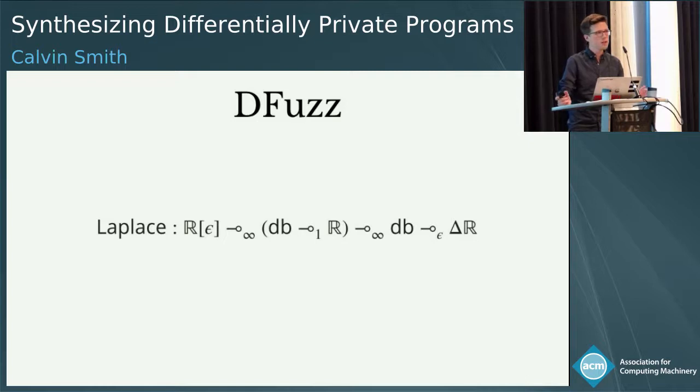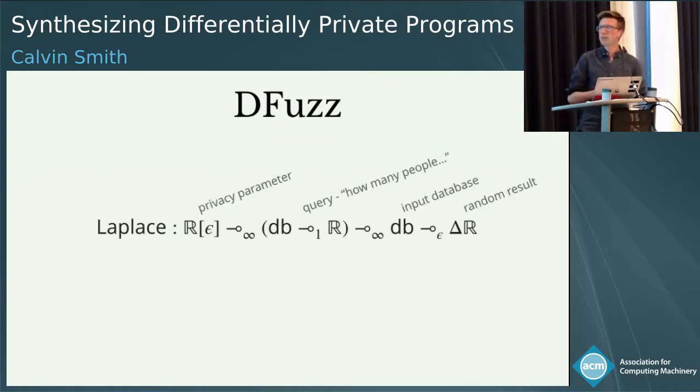So to get our hands on programs that satisfy privacy constraints, we're going to use a system called DFuzz. DFuzz was one of the papers mentioned as the spiritual successor to Fuzz. And this is a DFuzz type. It looks complicated, but we're going to break it down. Effectively, this is the Laplace mechanism. It's what we saw on the previous slides. It takes in some query and adds some Laplace sampled noise.